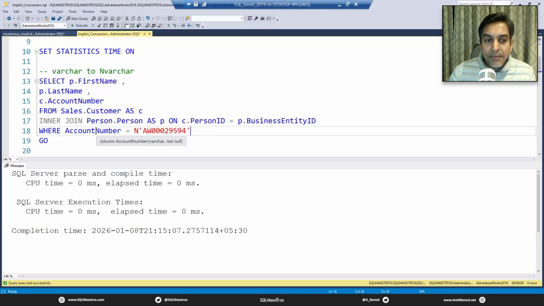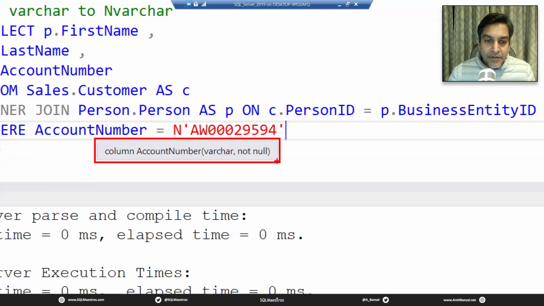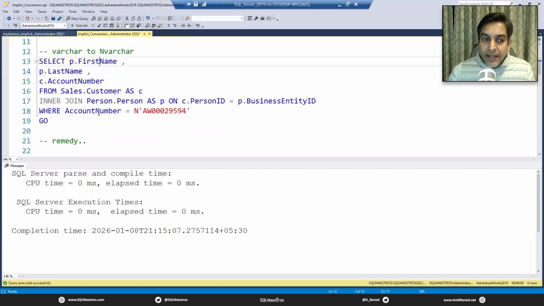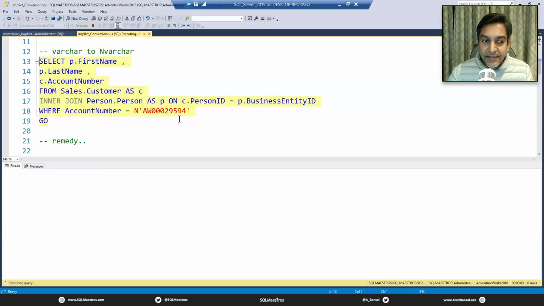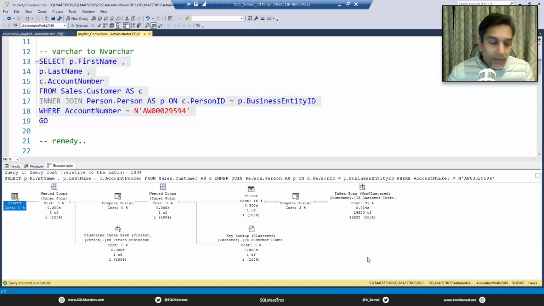But account number here is of varchar data type. You can see that column account number is varchar. So there is going to be a varchar to nvarchar conversion. Now, this one is a very straightforward example. Okay, so let's go and execute this query, and we are going to turn on the actual execution plan. I know that this is going to be an implicit conversion here. Let's go and execute this and jump over to the execution plan.